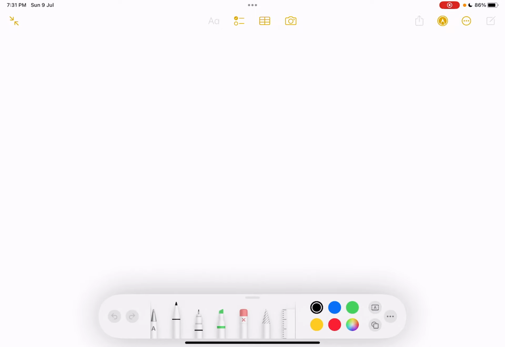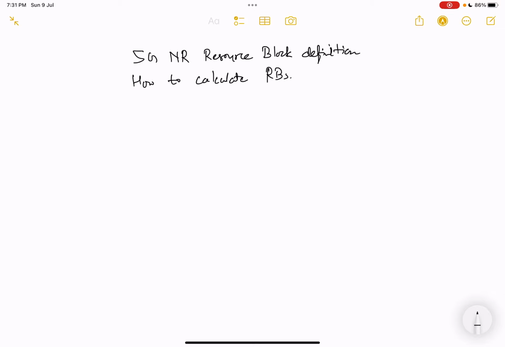So today we are going to study about 5G. So today we will be studying the 5G NR resource block definition, and we will also look into how we calculate the RBs, how to calculate RBs. RB means resource block.